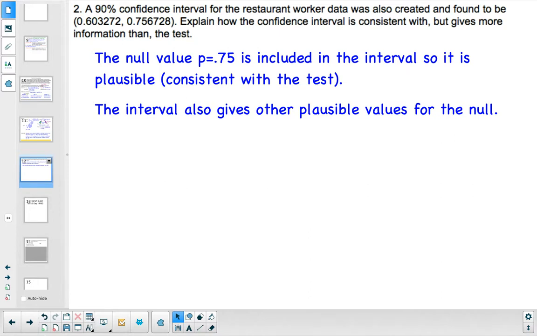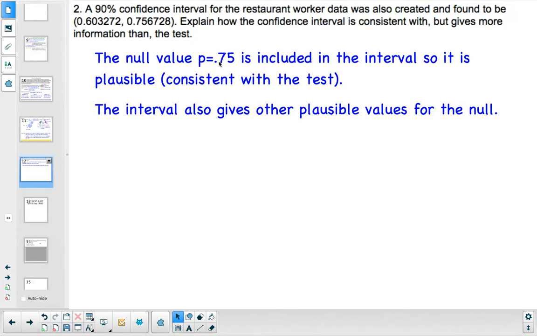Make sure you have context in your answer, that you bring it back to talking about restaurant employees. Now, relating it to confidence intervals, a 90% confidence interval for the restaurant worker data was also created and found to be from 0.60 to 0.75. Explain how the confidence interval is consistent with but gives more information than the test. Now remember, in a confidence interval, these are all plausible values, and notice how 0.75 is one of your plausible values. So why would we reject the idea that the true proportion is 0.75 when this confidence interval says 0.75 is possible and kind of likely?